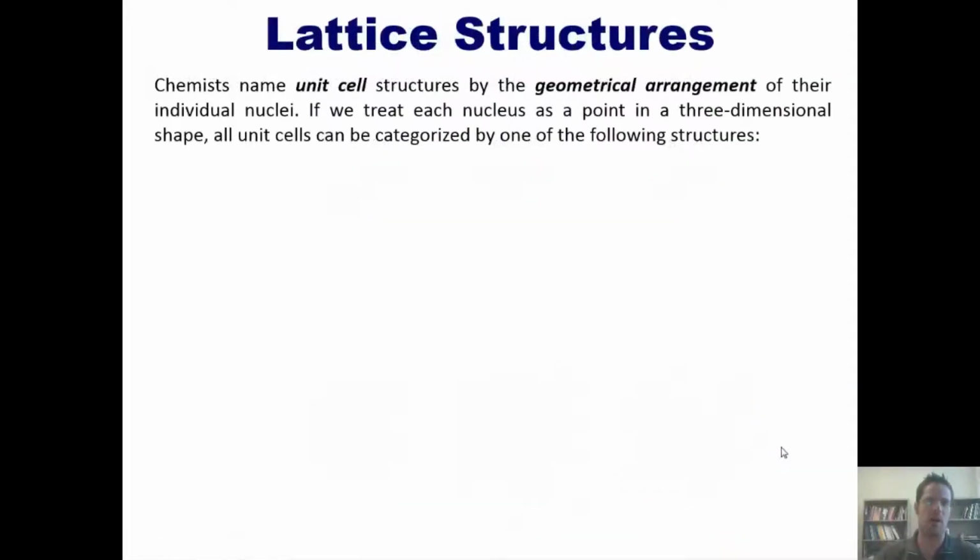Now I want to teach you about lattice structures. Chemists name unit cell structures by the geometrical arrangements of their individual nuclei. If we treat each nucleus as a point in a three-dimensional shape, then all unit cells can be categorized by one of the following structures.